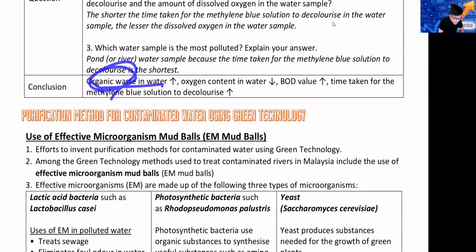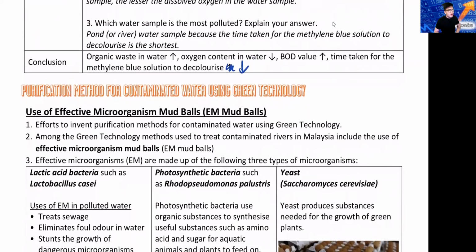If you have a lot of rubbish in your water, there will be very little oxygen, very high BOD, and the time will be very short, not long. So please change this here. The time will be short, not long. So there's an error here.